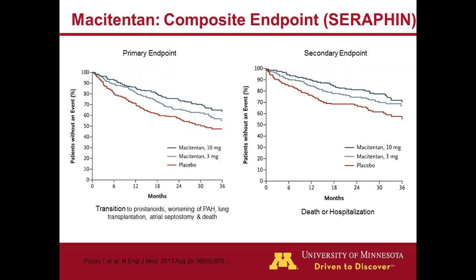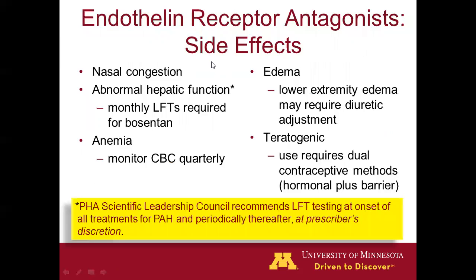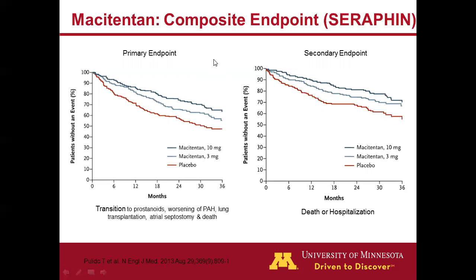Bosentan is a twice-a-day drug. Macitentan is a once-a-day drug. It has much more affinity than bosentan. It's a newer molecule. Bosentan has increased liver toxicity. Macitentan does not. Bosentan can cause more fluid retention. Macitentan does not. Is it a lot more expensive? No, they're pretty much the same. Bosentan and macitentan are the same price.